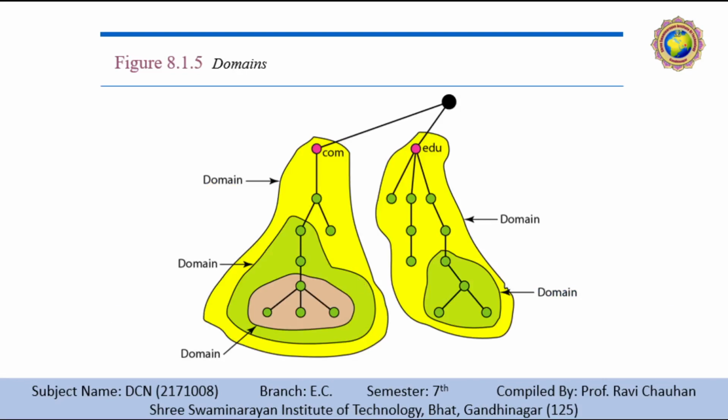Next are domains. A domain is a subtree of the domain namespace. The name of the domain is the domain name of the node at the top of the subtree. This figure shows some domains. Note that a domain may itself be divided into domains or subdomains. Fine. So edu is a domain, this is another domain, and this is another domain. So it is a subdomain.